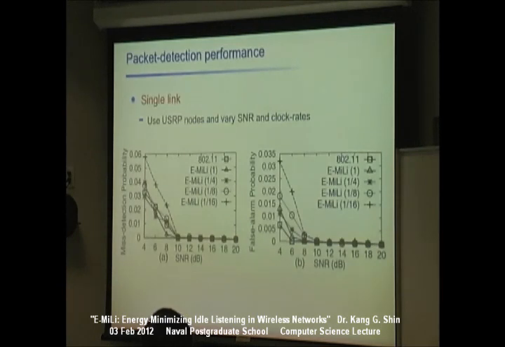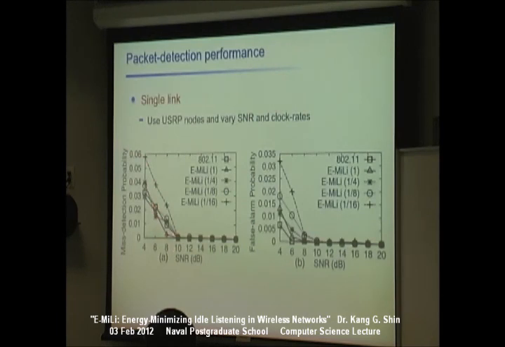All right, so first the packet detection performance. In other words, how accurately you can detect your name being called in subconscious mode. What we did, we used these USRP nodes, and we changed the signal to noise ratio and clock rates. As you can see here, the horizontal axis is the signal to noise ratio. The vertical axis is the misdetection probability. This side is the false alarm probability. We have to look at both. Essentially, they're false negatives and false positives.